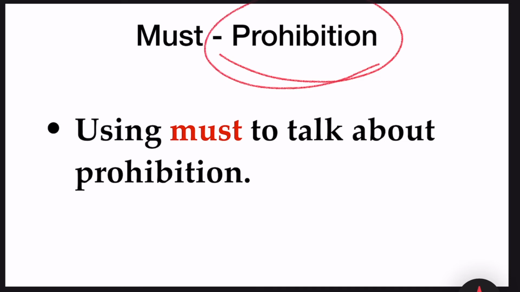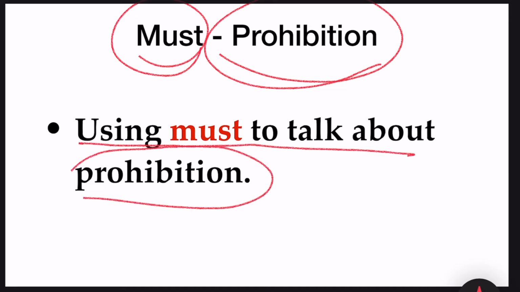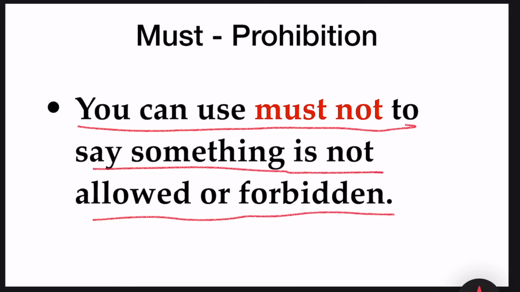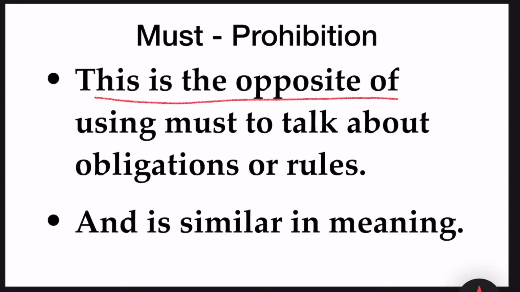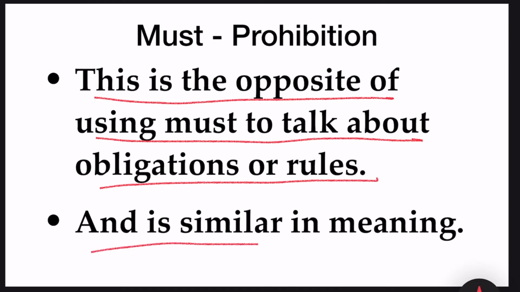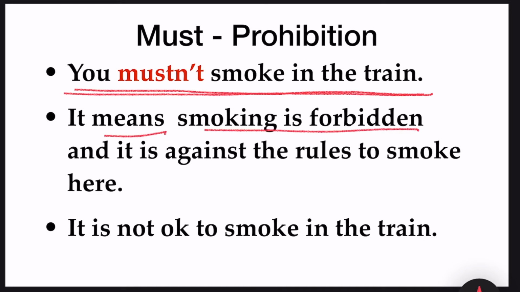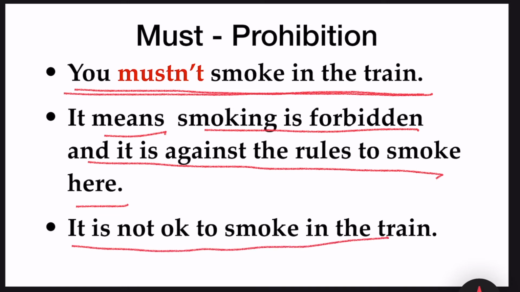Next, prohibition. To express prohibition, we can use the modal verb must. You can use must not to say something is not allowed or forbidden. This is the opposite of using must to talk about obligations or rules and is similar in meaning. Example, you mustn't smoke in the train. It means smoking is forbidden and it is against the rules to smoke here. It is not okay to smoke in the train.